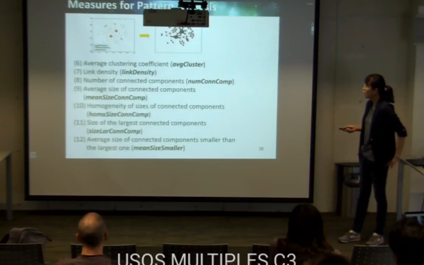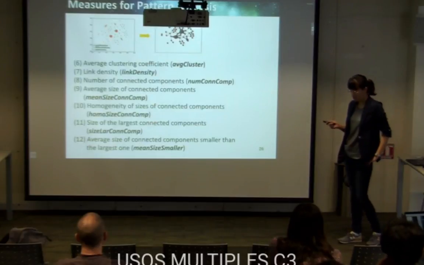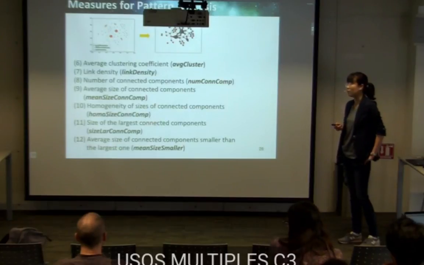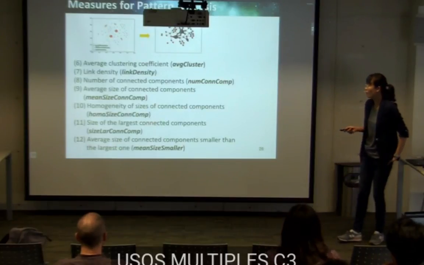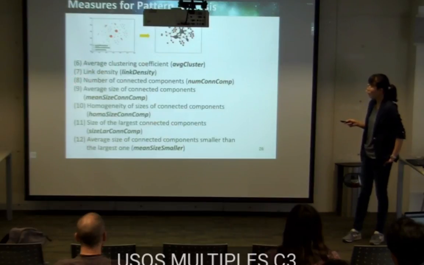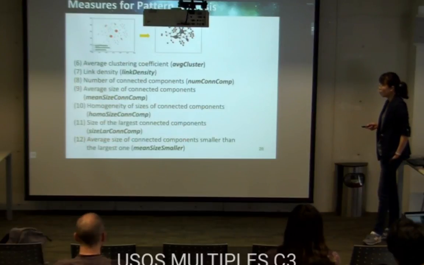Such network construction lets us know the topological differences for each K more effectively. Specifically, sixth, average clustering coefficient; seventh, link density; eighth, number of connected components; ninth, average size of connected components; 10th, homogeneity of size of connected components; 11th, size of the largest connected component; 12th, average size of connected components smaller than the largest one.